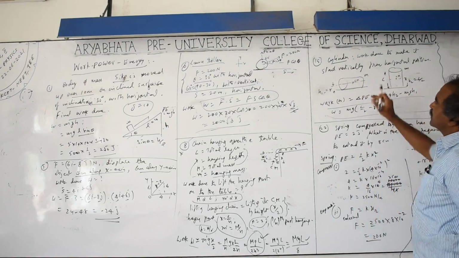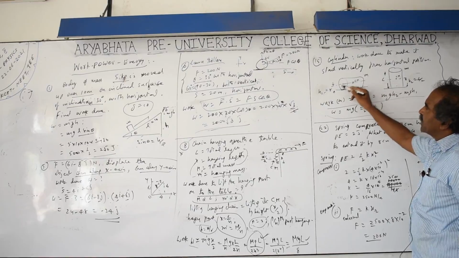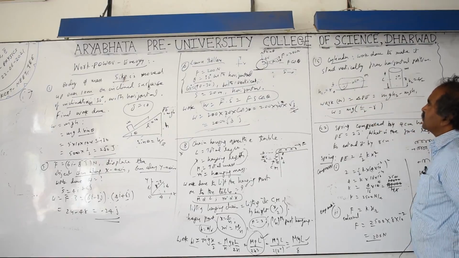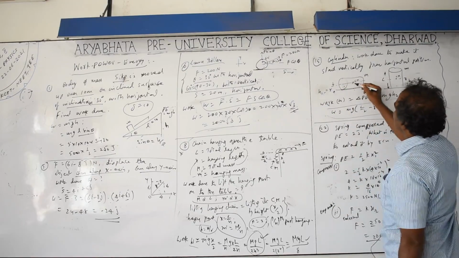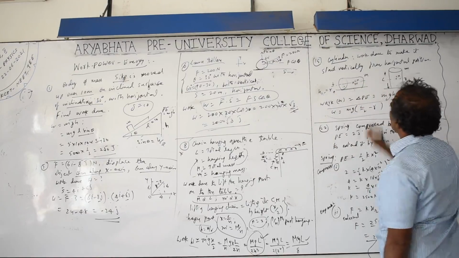When it is horizontal, the center of mass is not on the ground, it is at some height. What is the height equal to? The radius. The total diameter is 2r, so the radius is the height you have to take, that is the initial height of the center of mass. The height of the center of mass is nothing but h1 first.